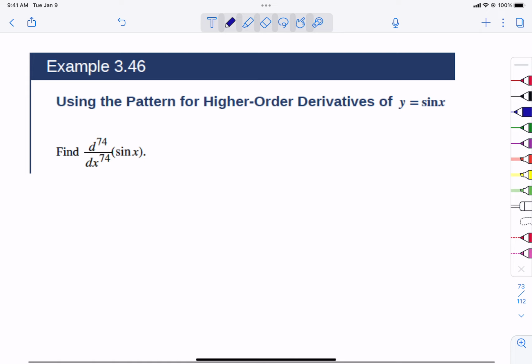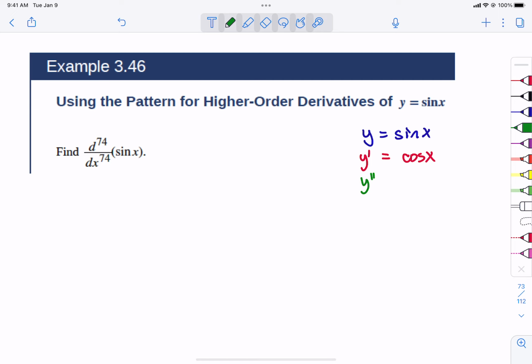Okay. Let's take a look at this one. This is the 74th derivative of a sine. Now, this is super easy and you don't have to do it. We're going to look at a pattern, okay? So here's the beginning function, okay? Here's the first derivative, cosine, right? There's a pattern.